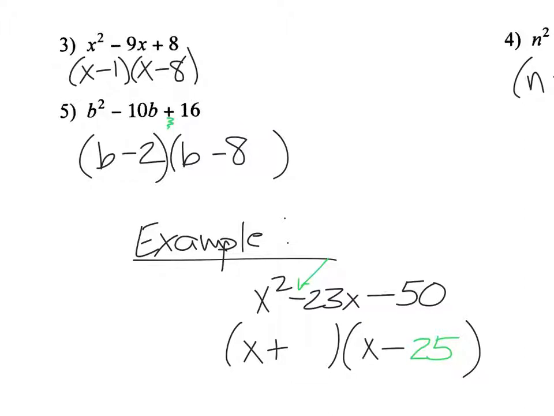Just to review, what's positive 2 times negative 25? Negative 50. What's positive 2 plus a negative 25? A negative 23. So hopefully we followed that. And again, this is a huge, huge lesson to understand for going forward.